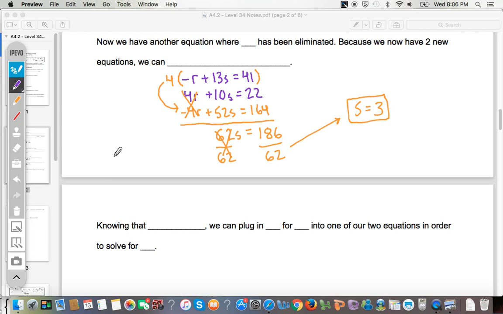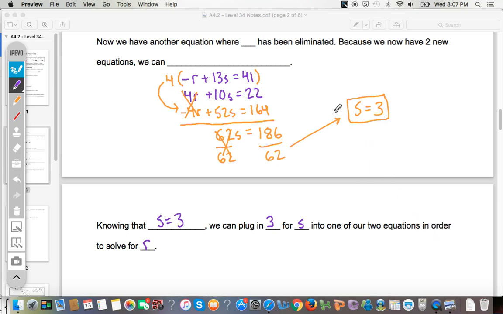So knowing that s equals 3, we can plug in 3 for s into one of our two equations in order to solve for r. So just to break that down a little bit, we know that s equals 3. We found that up here. So now we can plug in 3 for s, since s equals 3, into one of our two equations.